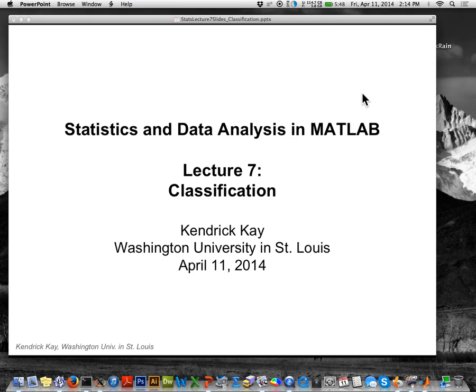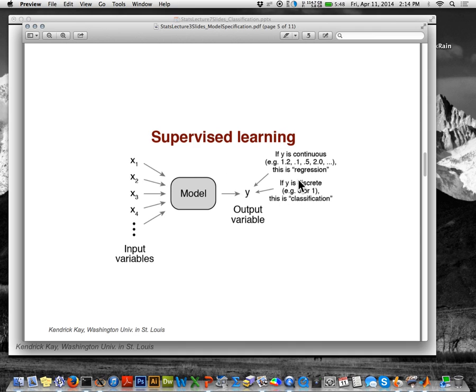This next content is on classification, and I don't know if you remember way back when, lecture 3 or 4, I briefly mentioned it and mentioned that we weren't going to cover it at that time. But now that we've gone through all the details of the model building exercise, we can address this now. If you remember back, this was the setup. This is a slide from lecture 3, apparently.